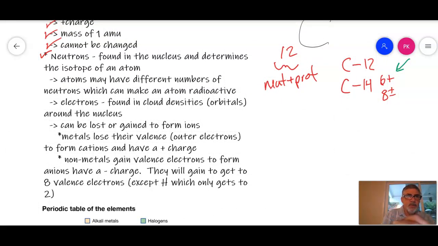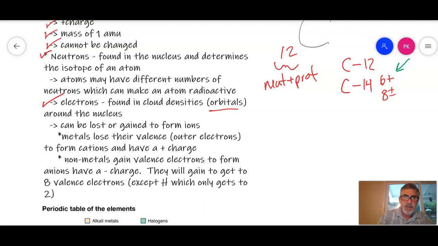All right, electrons are next. Sorry, I did that kind of funny. Electrons are found around the nucleus in clouds or cloud densities. We used to call them orbitals, but they don't really orbit like a planet around the sun. They're just kind of going back and forth.